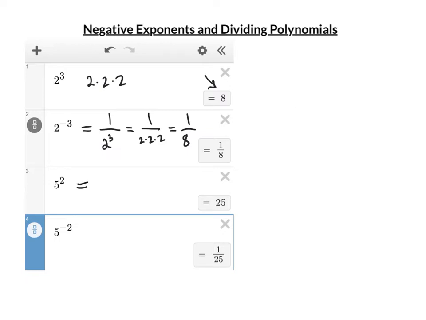5 to the second, that's 5 times 5. That's 25. And 5 to the negative second is 1 over 5 to the second, which is 1 over 5 times 5. And there it is, 1 over 25. That negative power means you take the reciprocal.